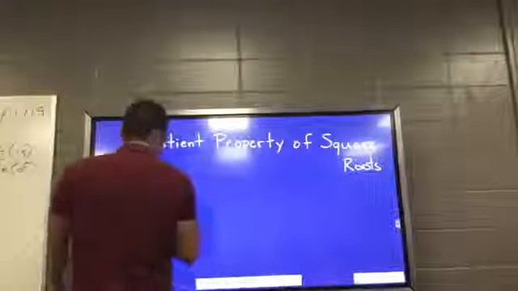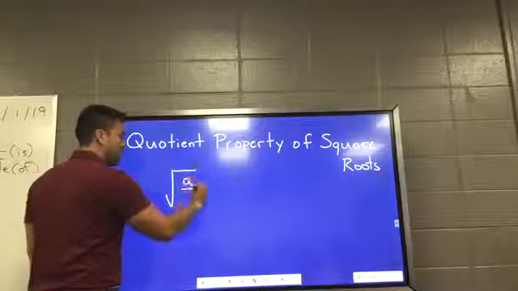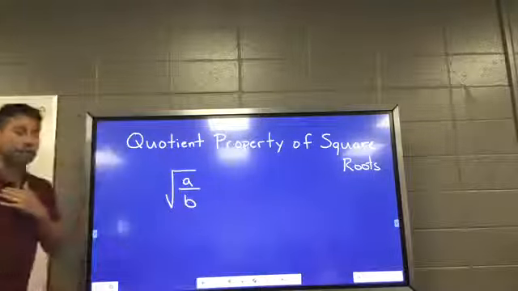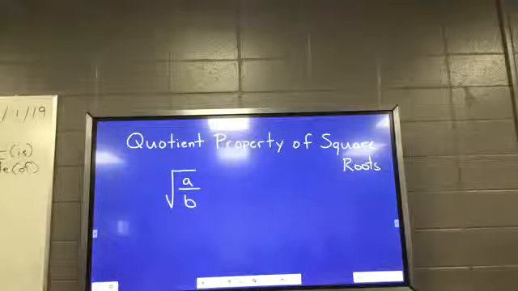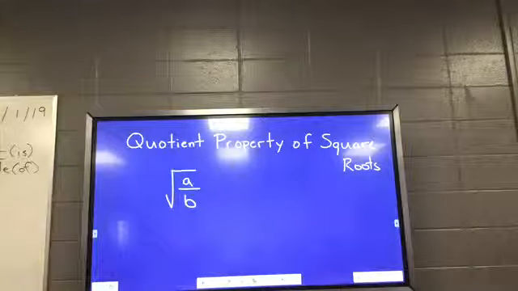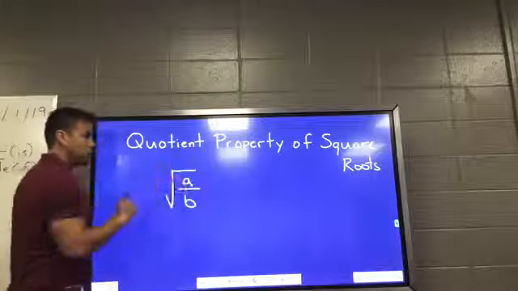It's pretty basic. If I had the square root of A over B. So if I have a square root of a fraction, is what I'm saying. Why did we call this quotient? Do you guys know what a quotient refers to? Division, right? Dividing. There's no dividing there. Oh, but there is. A fraction is always a division problem. You can always see it as a division problem and it'd be fine. So that's why we call it quotient property.